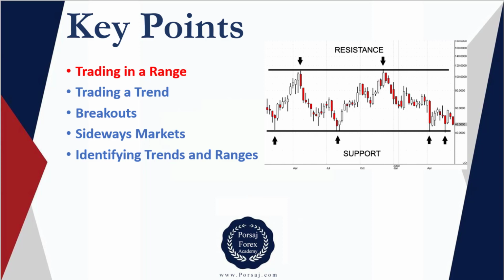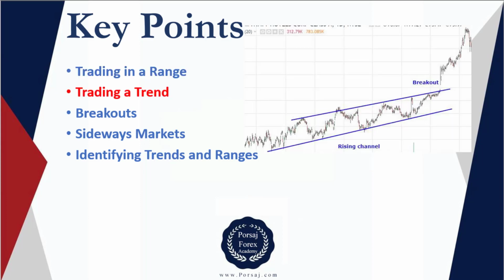Key points: trading in a range. In a ranging market, traders may look for opportunities to buy at support and sell at resistance. These levels offer potential entry and exit points for short-term trades. Trading a trend. In a trending market, traders aim to ride the price momentum in the direction of the trend. Buying in an uptrend and selling in a downtrend are common strategies.